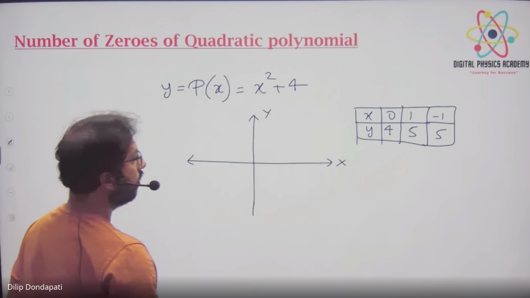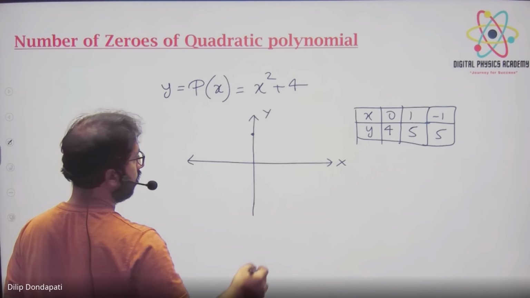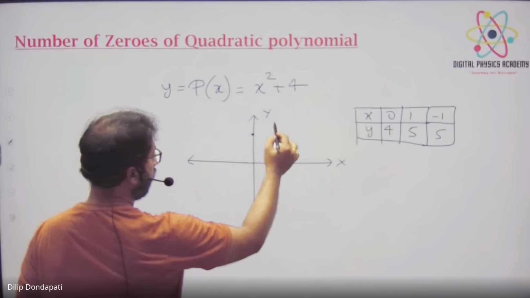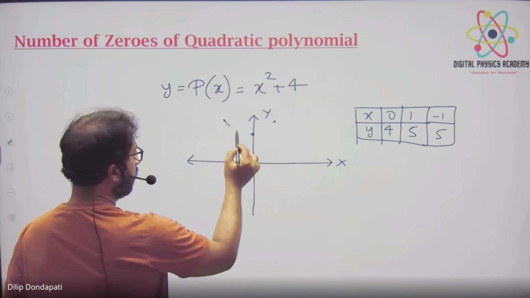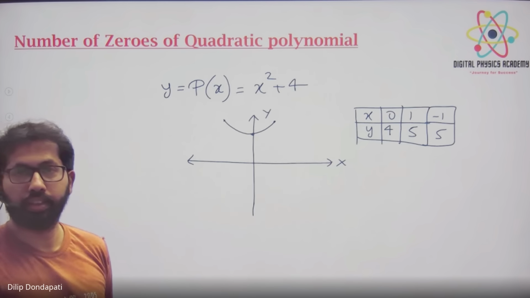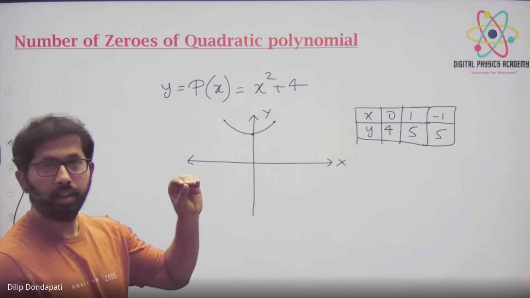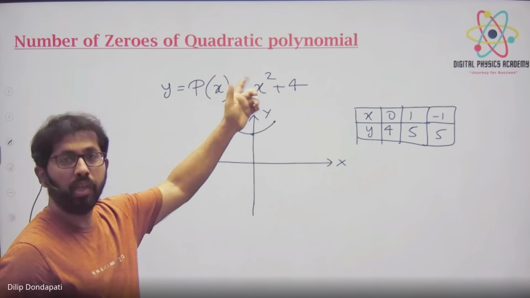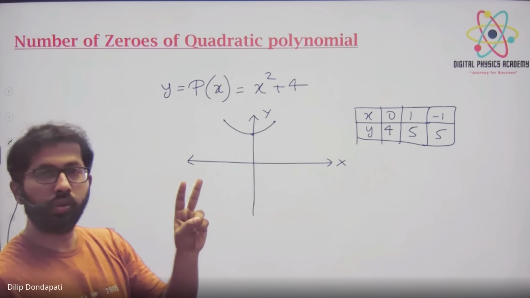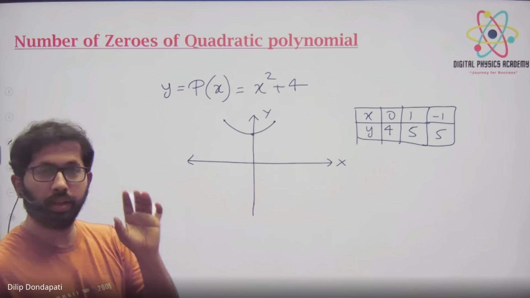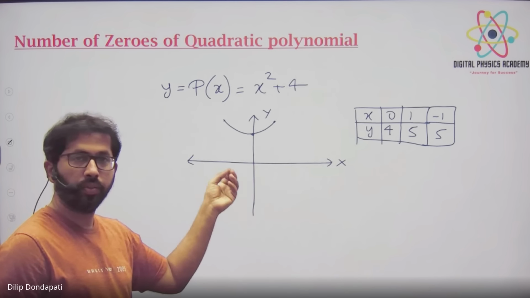Plot normally: 0,4, then 1,5 here, and -1,5 there. So the graph is like this. How many zeros are there? The number of zeros is nil. Even though the degree is 2, even though it is a quadratic polynomial, the zeros can be nil, 1, or 2. Maximum is 2. The answer you said is the maximum number of zeros, which is 2, but it can be nil also, or 1 also.